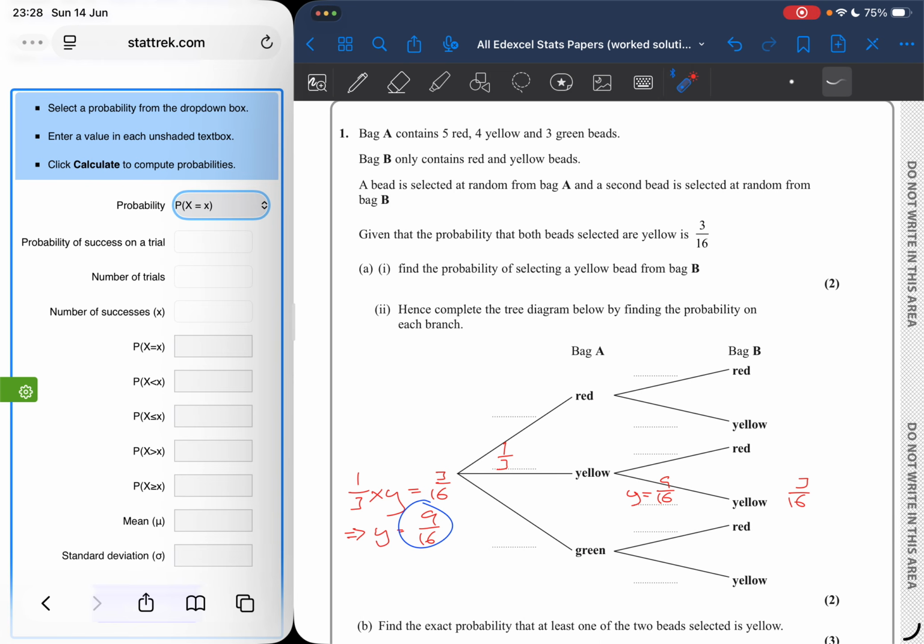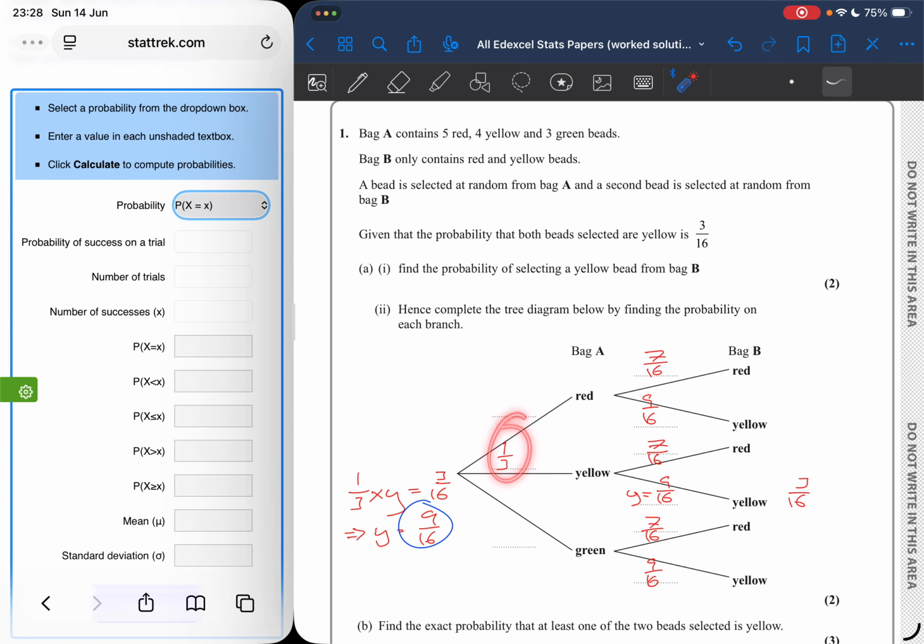Part 2 of this then is to fill in the rest of the tree. Well, there's only 2 outcomes for bag B. So if we've got 9/16 there, we must have 7/16 on the other one. That will repeat itself on every single branch, because selecting from A and selecting from B, those 2 events were independent. So that means that they don't affect each other. Which one we chose in the first bag didn't change these probabilities from the second bag.